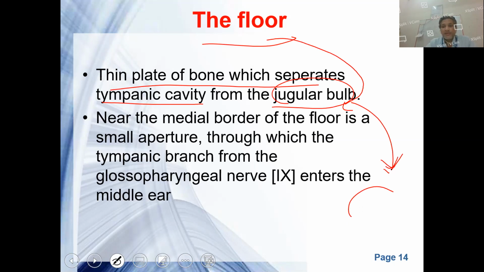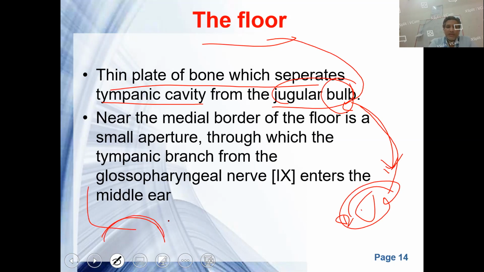This is the commencement of the internal jugular vein, in the form of a dilation called the bulb. The height of this bulb depends upon anatomical considerations and may vary from person to person. Sometimes the impression of this bulb is way high into the middle ear. Like this is the middle ear. There is a thin plate between the jugular bulb and the middle ear floor.